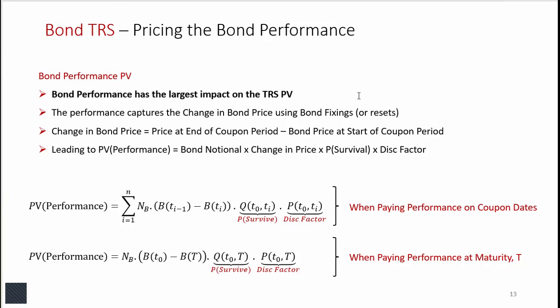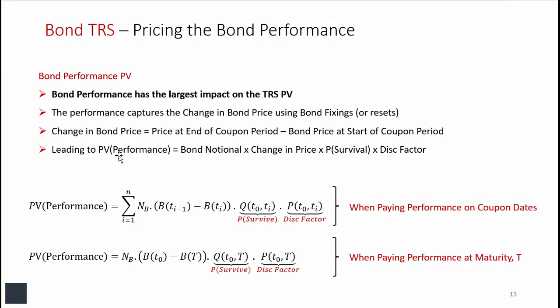So that'd be $100,000. A 10% move, $1 million. Whereas a 1% move in interest rates isn't going to be as large. But bond performance has probably the largest impact on the TRS PV. The performance captures the change in bond price using bond fixings or resets. And the change of bond price for each coupon period, we look at the price at the end of the coupon period minus the price at the start of the coupon period, so the price change.